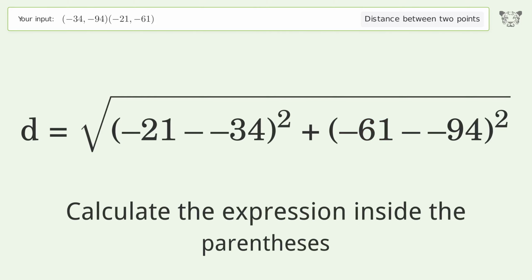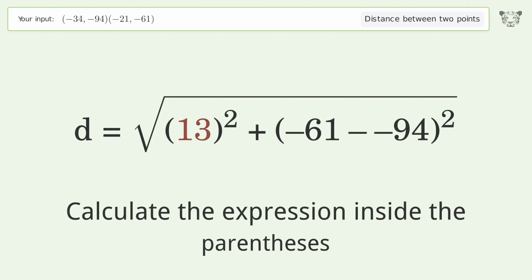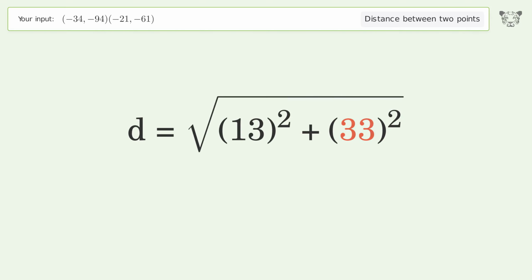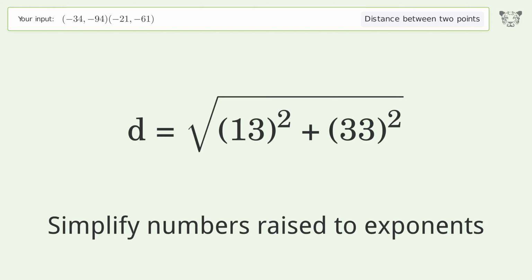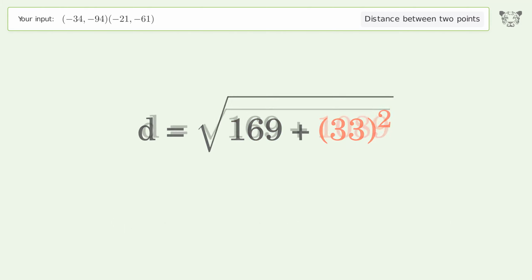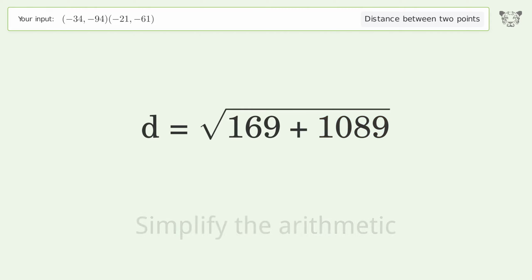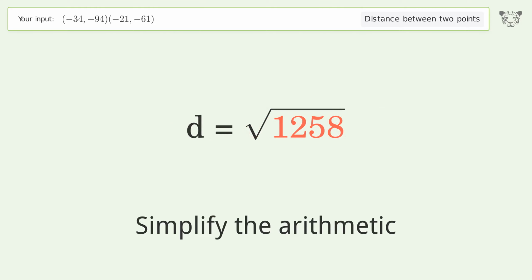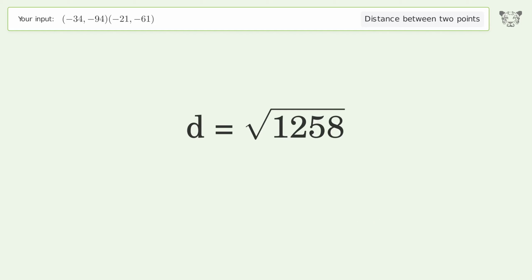Calculate the expression inside the parentheses. Simplify numbers raised to exponents. Simplify the arithmetic. And so the distance between the 2 points is the square root of 1258, or 35.468.